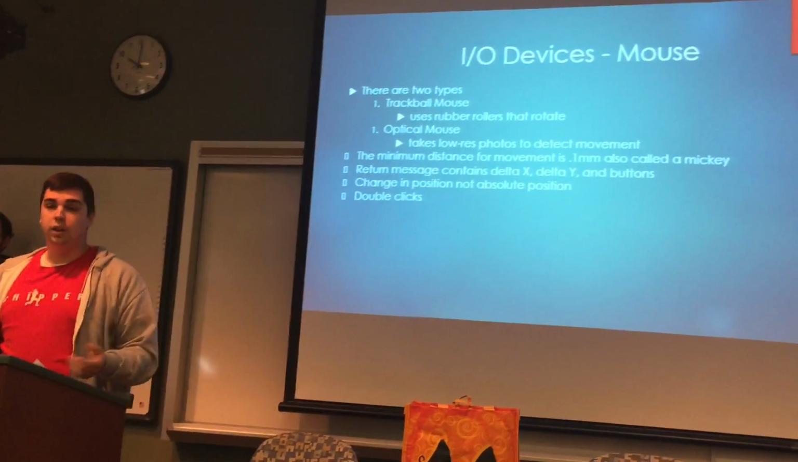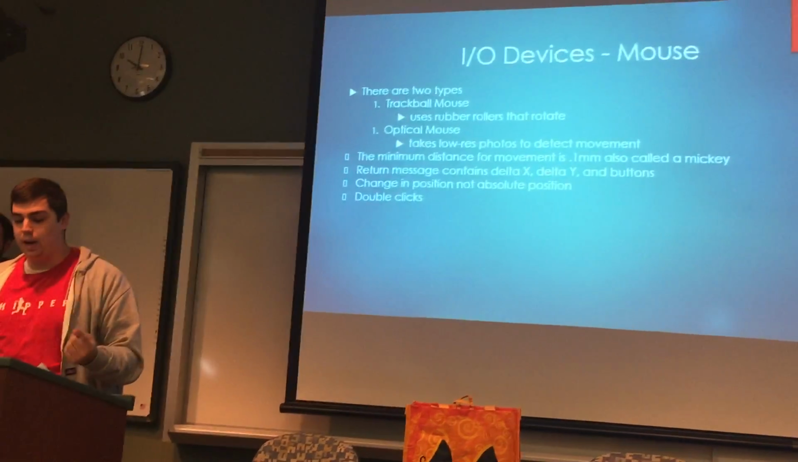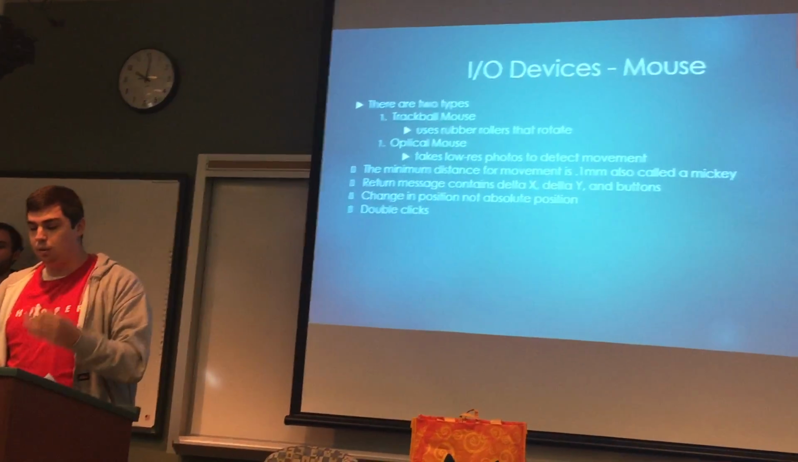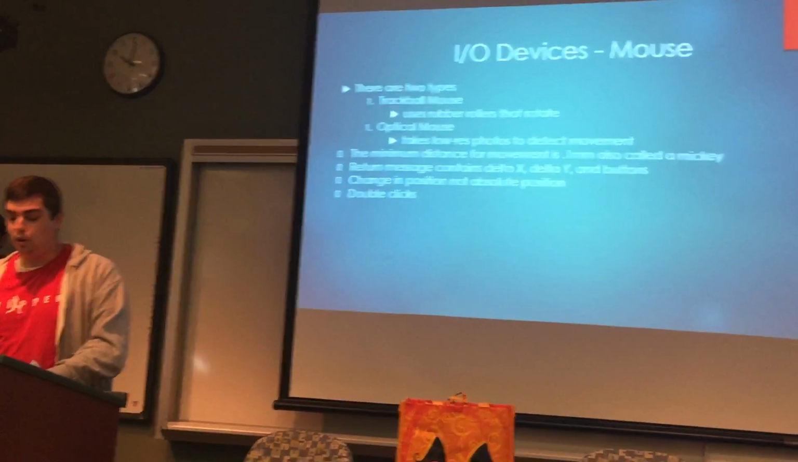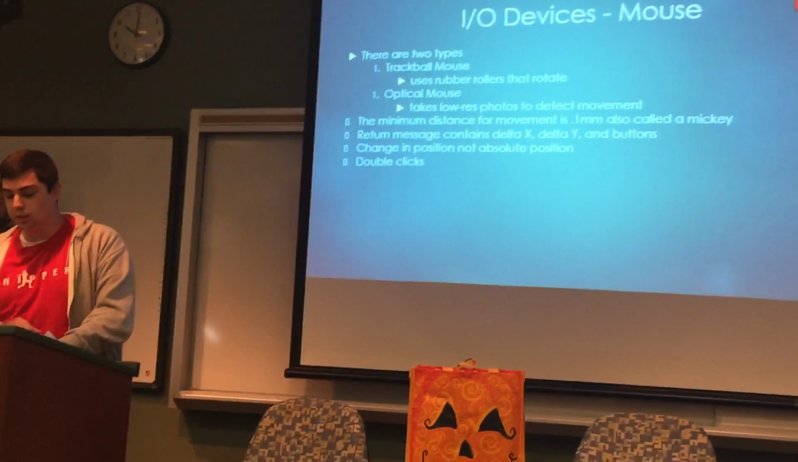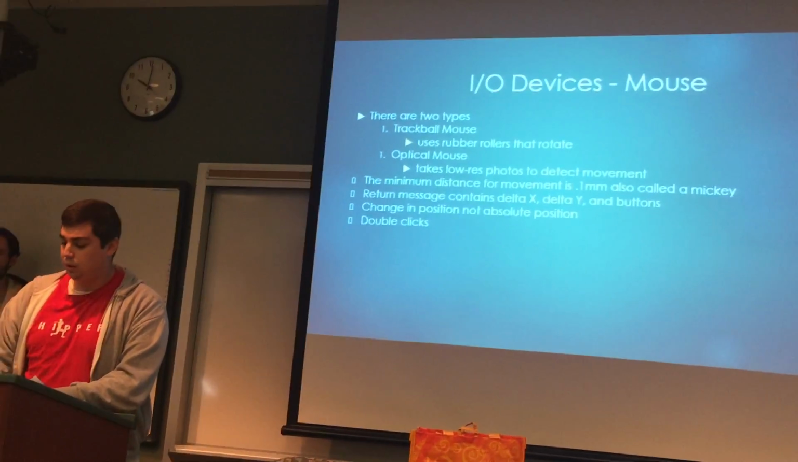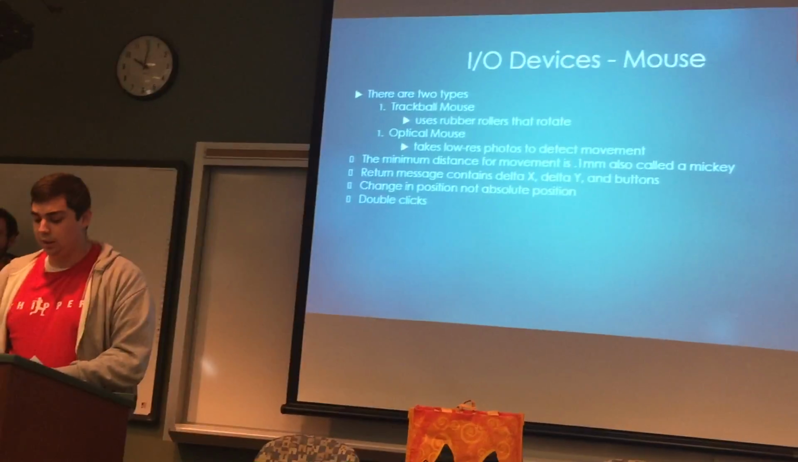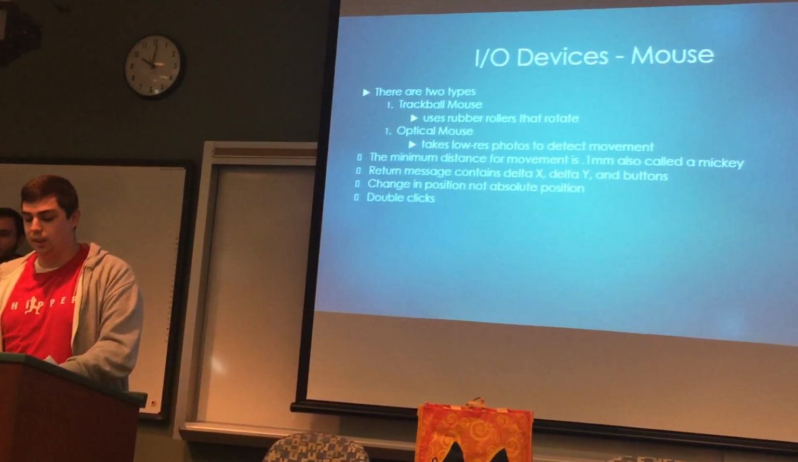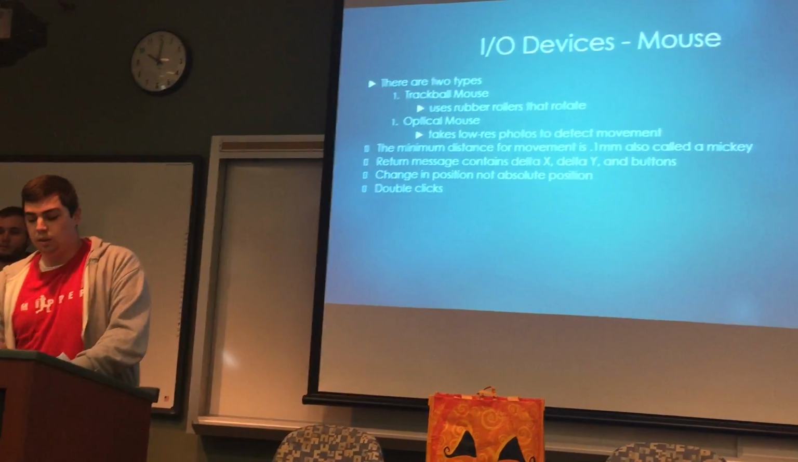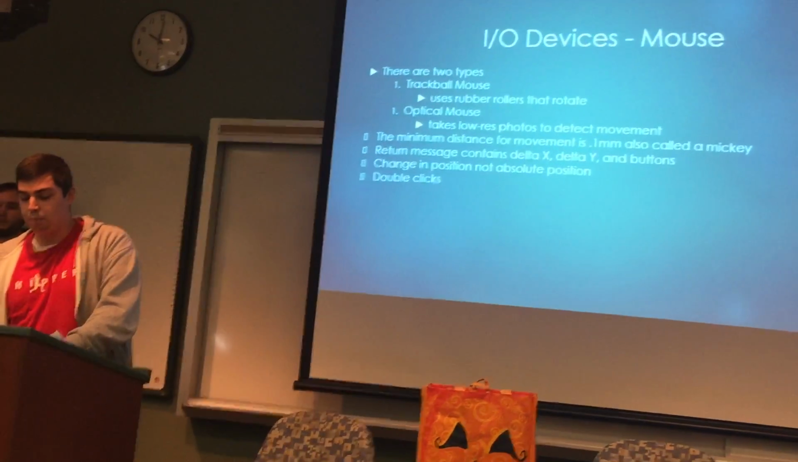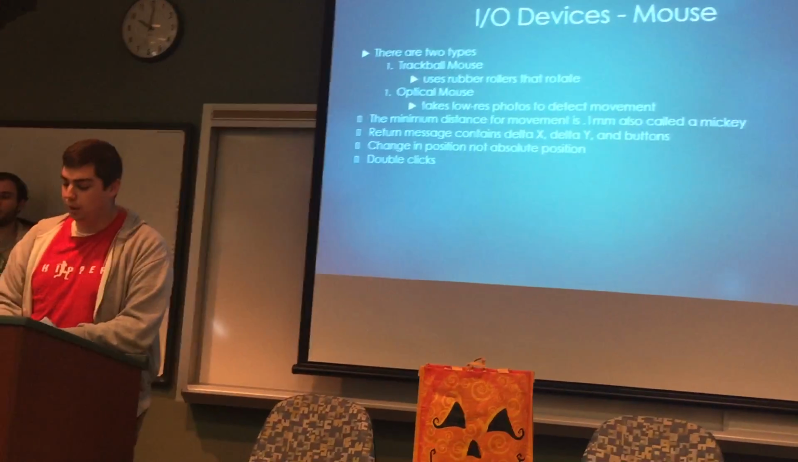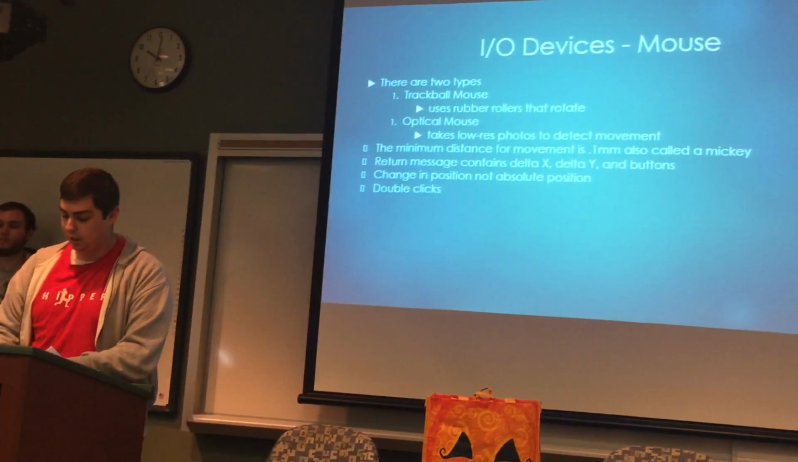For mice, there are 2 types of mice. One is a trackball mouse, the one that has the rubber ball on the bottom. And there's the optical mouse, which is equipped with one or more LEDs and photodetectors at the bottom. The minimum distance that a mouse moves is about 1 millimeter. This is called a Mickey.